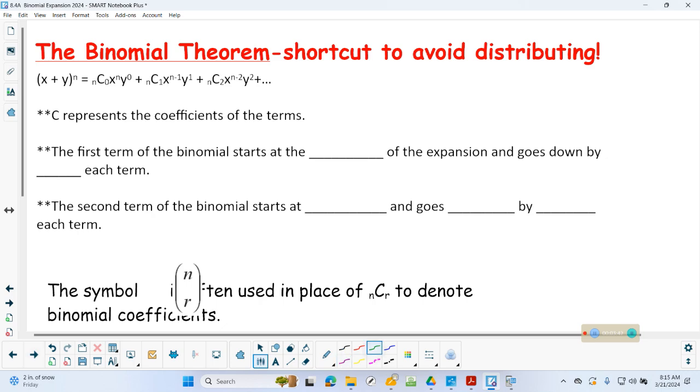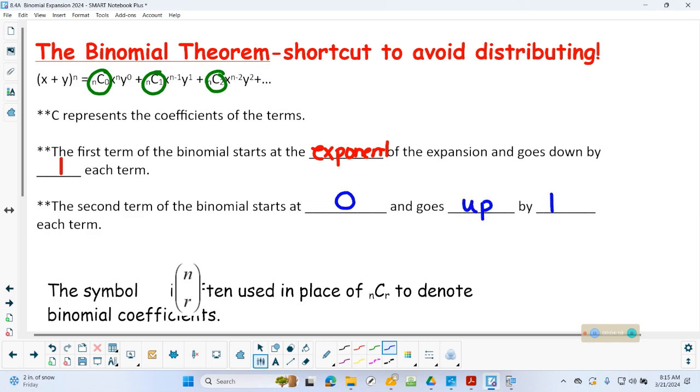Now the other thing we have to calculate for these terms are the coefficients. These numbers in front of each term. The C represents those coefficients. I'm going to show you how you can punch those in your calculator. Now again, just to make sure we have this all crystal clear, remember the first term of the binomial starts at the exponent and goes down by 1. The second term of the exponent starts at 0 and it goes up by 1.